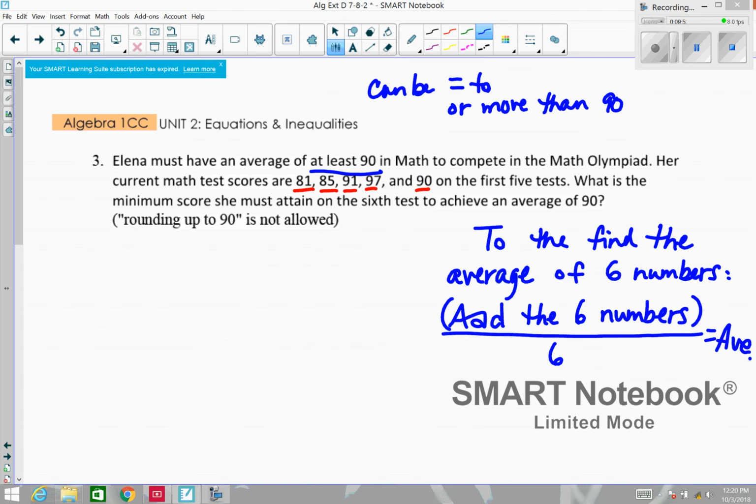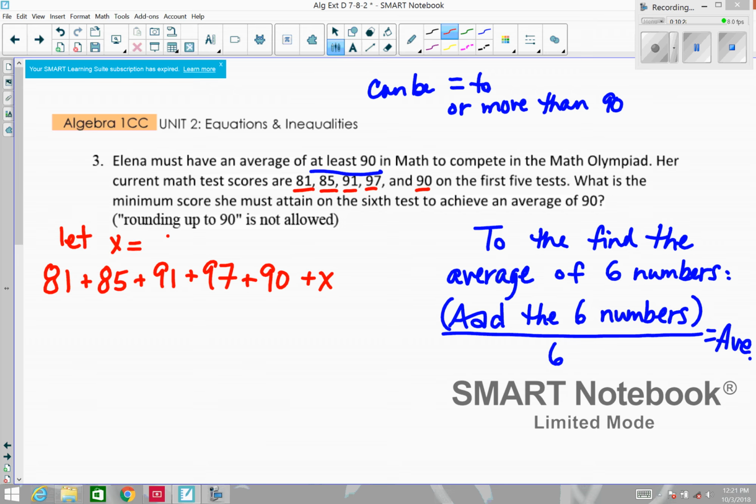And that would equal our average of those 6 numbers. So in this case, we have some math scores that we would need to add up. We would be adding the 81, the 85, the 91, the 97, the 90, and I don't know yet what the 6th score is. We need to figure out what that 6th score needs to be. So we're going to let x represent that 6th score. So I'm going to say plus x, and I need a let statement. So we're going to say let x equal the score on the 6th test.